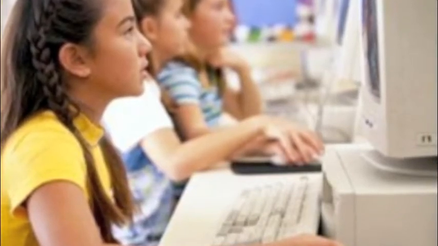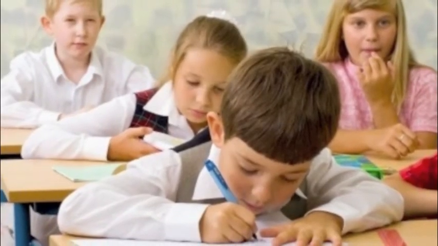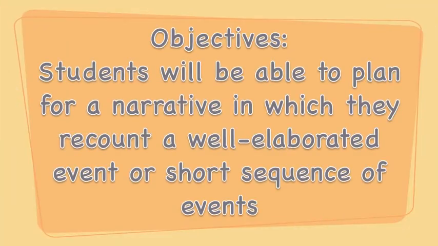The materials needed for this lesson are a computer with internet to view a YouTube video and a projector to display the example worksheet. Copies of the worksheet will also need to be made for the students. At the end of this lesson, students will be able to plan for a narrative in which they recount a well-elaborated event or short sequence of events.